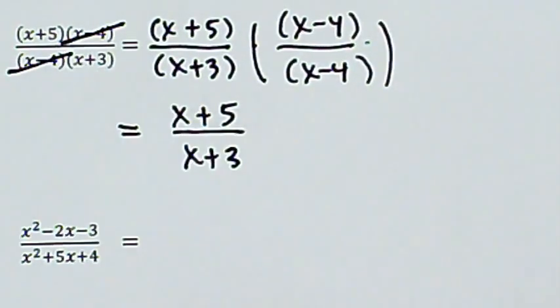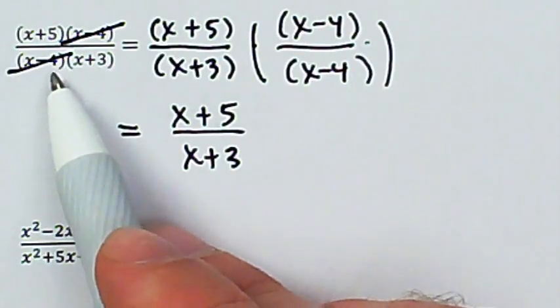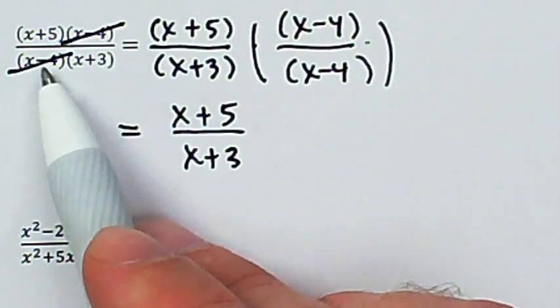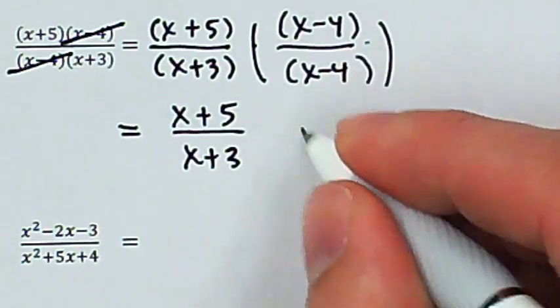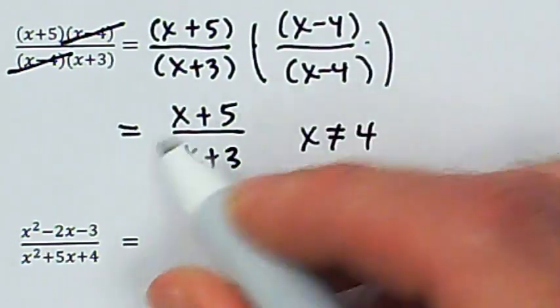Now, I've kind of written on the original expression, but the original expression was undefined where x is equal to 4, right? Because it causes division by 0 right there. So as long as x is not equal to 4, this equality is true.